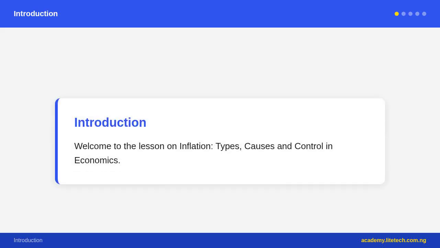Today we study inflation, one of the most important and most discussed economic phenomena. Inflation is a sustained rise in the general price level of goods and services in an economy over time. It is measured by the Consumer Price Index, CPI, which tracks the average price of a basket of goods and services typically consumed by households. When inflation is high, the purchasing power of money falls, each naira buys fewer goods.